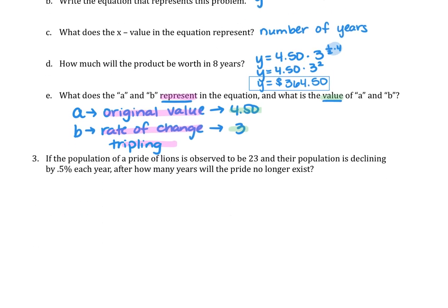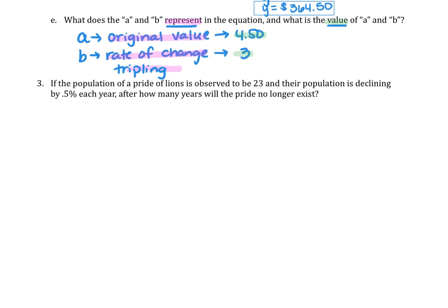All right, last problem, number 3. It says, if the population of a pride of lions is observed to be 23 and their population is declining by 0.5% each year, after how many years will the pride no longer exist? So on this one, I'm going to be using my equation with the r, and since it's declining, I know I'm going to be subtracting r. I'm going to plug in what I know.